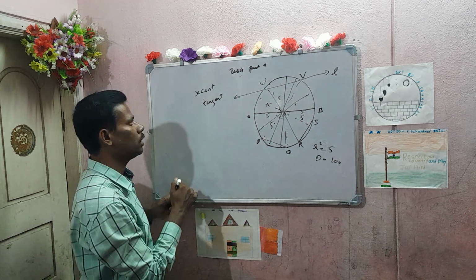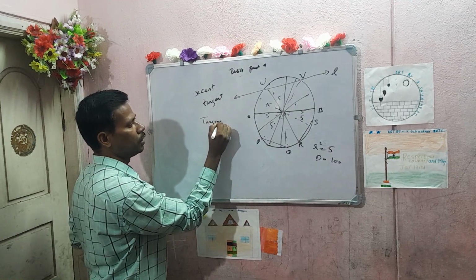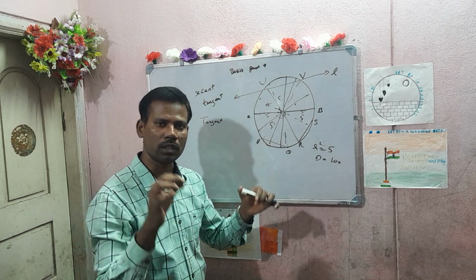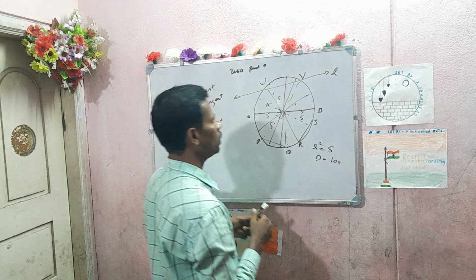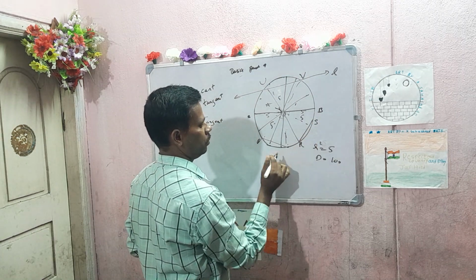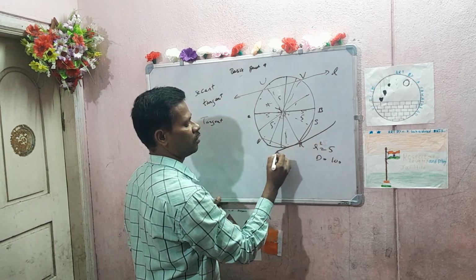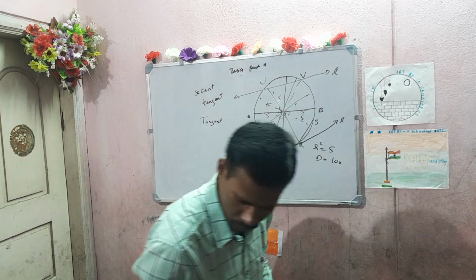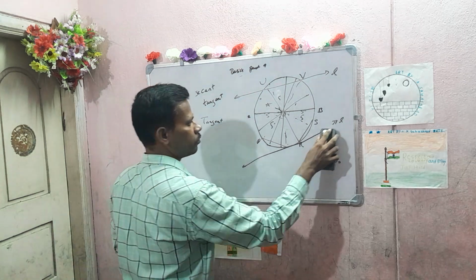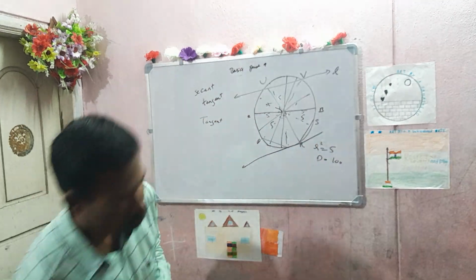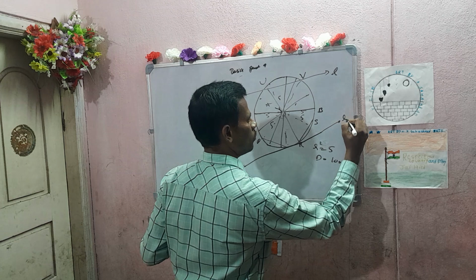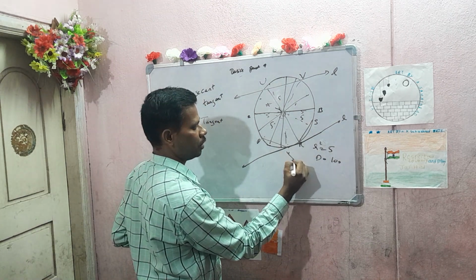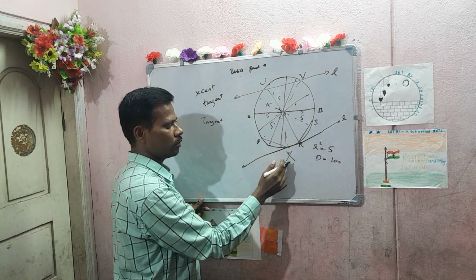Tangent, T-A-N-G-E-N-T. Tangent is a line which touches the circle exactly at 1 point. That means here, like this. L is touching the circle exactly at 1 point. It is called a tangent of the circle.